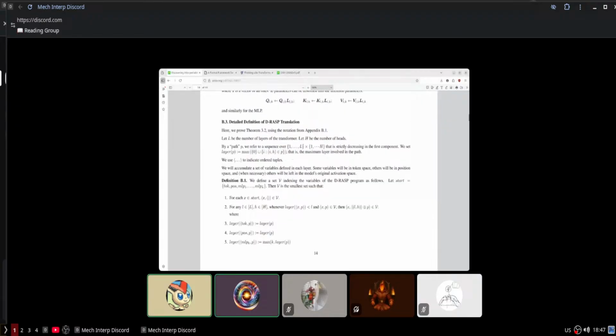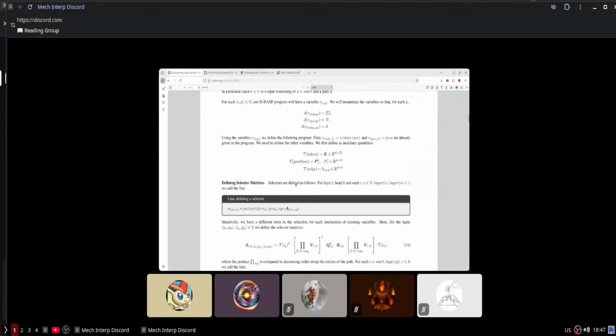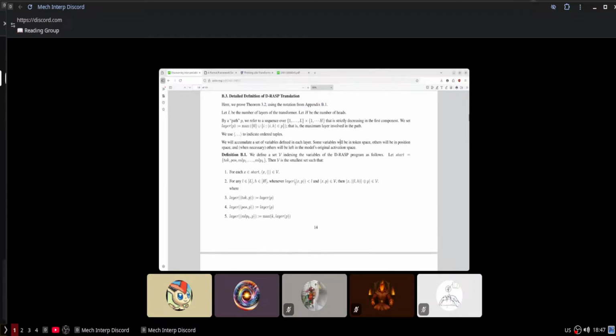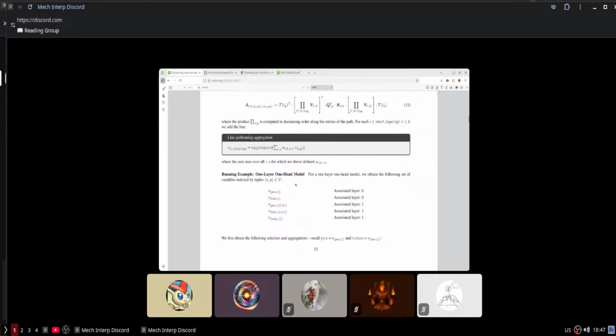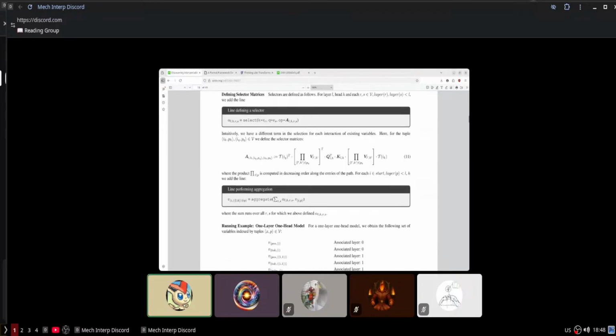Wait, but is this all possible? A sequence over L multiplied by T? Isn't this all of the... Okay, so this is the combination of layers and heads, but this is just... I feel like we need an example.